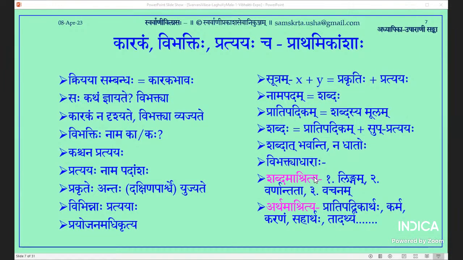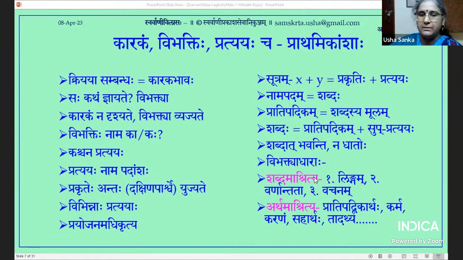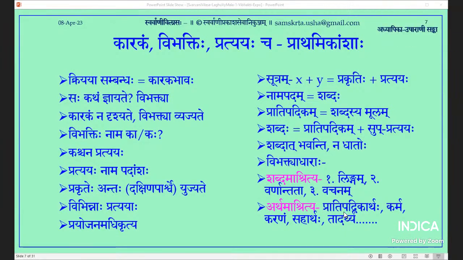Usha garu, Lingam we know, Vachanam we know. What is Varnantata? I'll tell you. That's just next, the same topic. Okay. So now the Vibhakti will give us so many meanings.